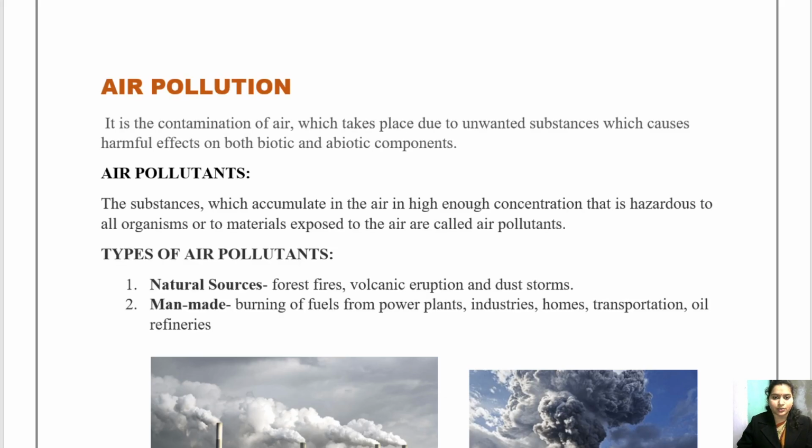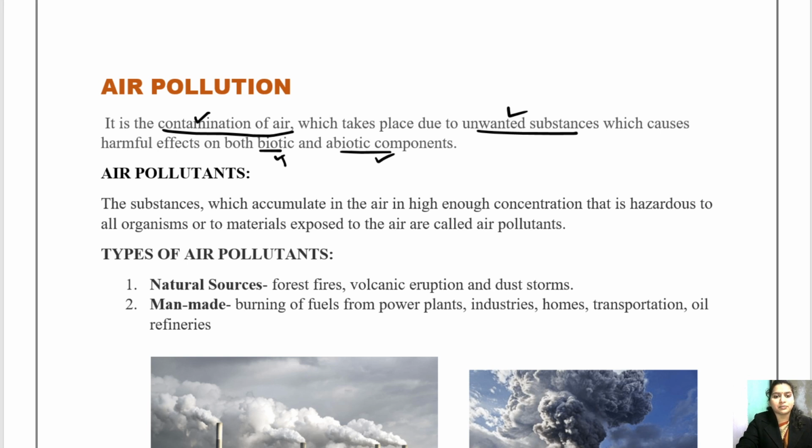So let us quickly see the definition of air pollution. It is contamination of air which takes place due to unwanted substances which cause harmful effect on both biotic and abiotic components. Contamination means gandagi, or the unwanted thing. So it is a contamination of air which takes place due to unwanted substances which cause harmful effect on both biotic and abiotic components.